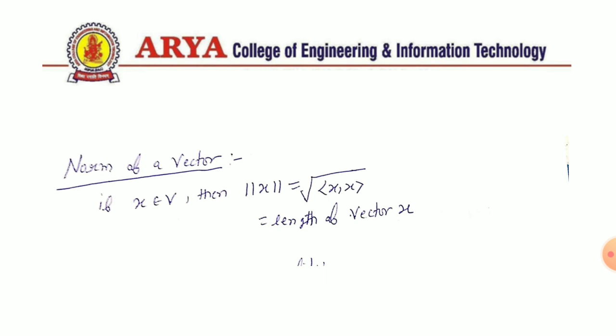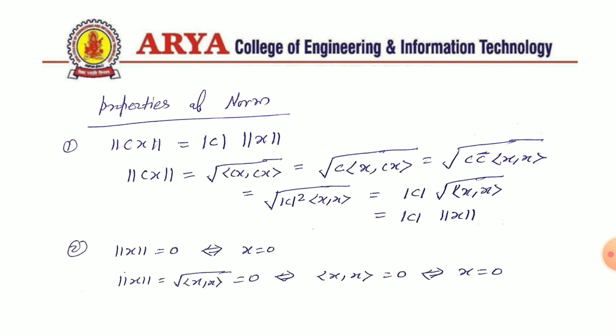So, what is the norm of a vector? If x belongs to V, that is, if x is any vector, then its norm is represented as square root of inner product x and x. Basically, we can say that norm represents the length of a vector x. So if x is any vector, then its norm represents the length of that vector, and we can write it as norm x equals square root of inner product of x and x. Now, what are the properties of norm?